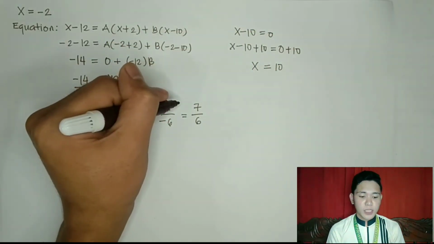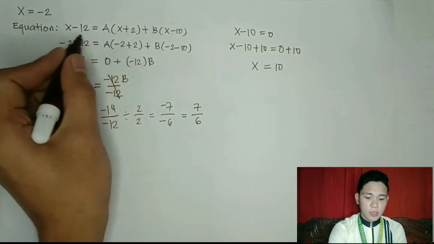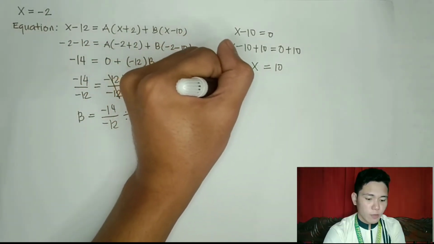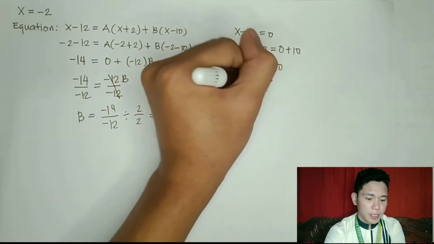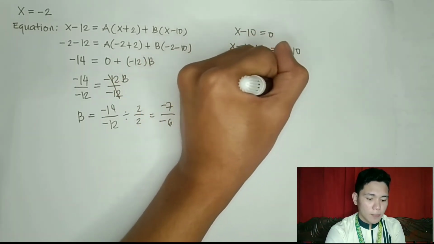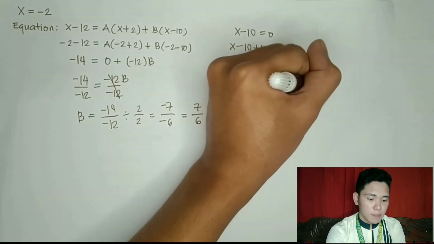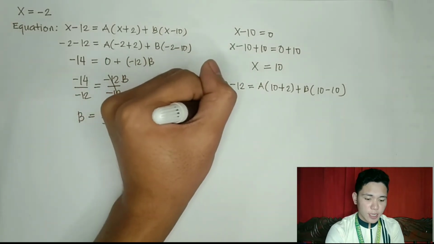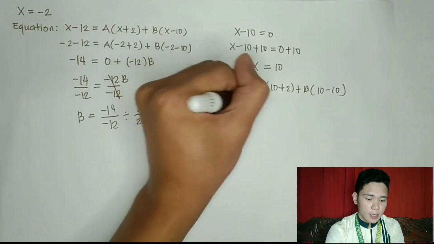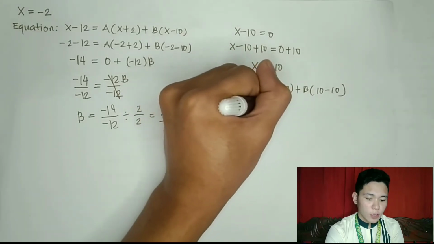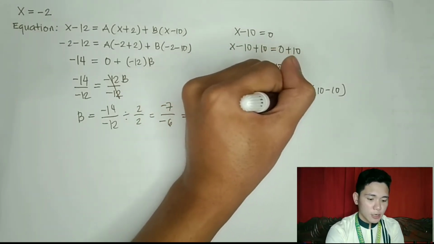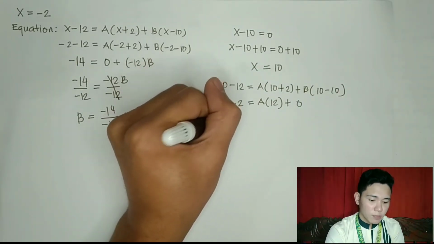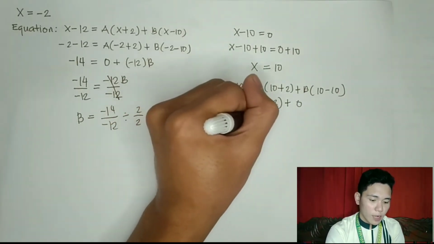And then we need to substitute this value of x to our equation. So we have 10 − 12 equals A times (10 + 2) plus B times (10 − 10). Then simplify: 10 − 12 is negative 2, 10 + 2 is 12, and 10 − 10 is 0, so we have plus 0. And then simplify, we have negative 2 equals 12A.